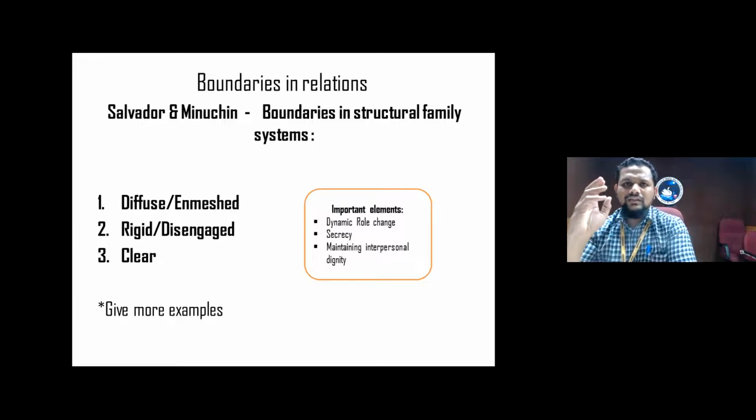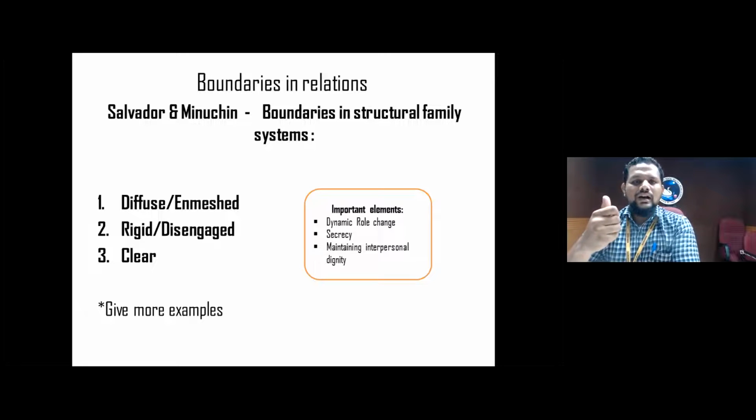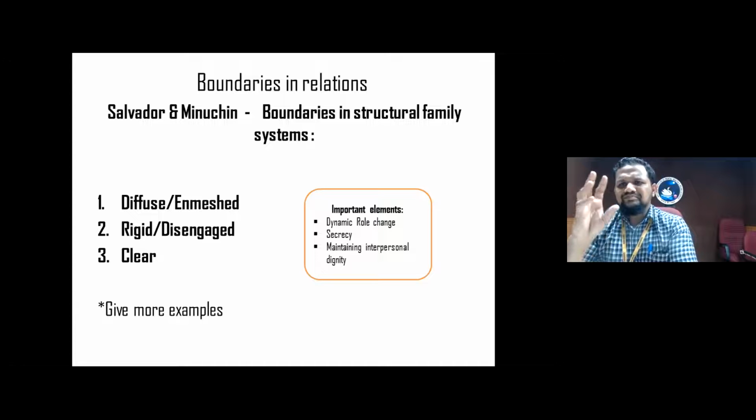So you should be clear where to maintain the diffuse or enmeshed boundary, where to maintain the rigid or disengaged boundary, and where to maintain the clear boundary. For example, husband and wife. If they are maintaining a very rigid and disengaged boundary, then the understanding between the couple is very bad, and any small issue can trigger a big fight between them. So these are some understandings about boundaries in relationships, because if this boundary is violated, this is always the reason for stress in the family.